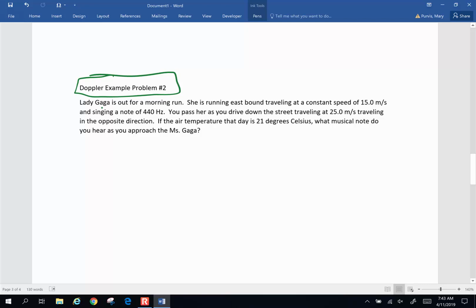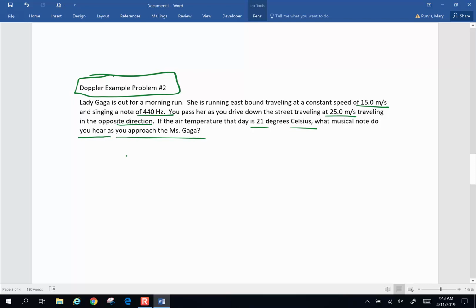So here goes. Lady Gaga is out for a morning run. She's running eastbound, traveling at a constant speed of 15 meters per second, and is singing a note of 440 hertz. You pass her as you drive down the street, and you're traveling at 25 meters per second, traveling in the opposite direction. The temperature in the air that day is 21 degrees Celsius. I want to know, what musical note do you hear as you approach the divine Madame Gaga?